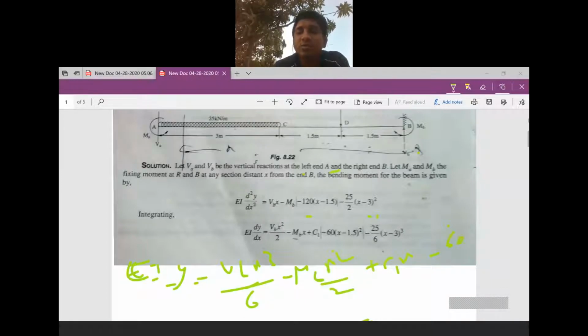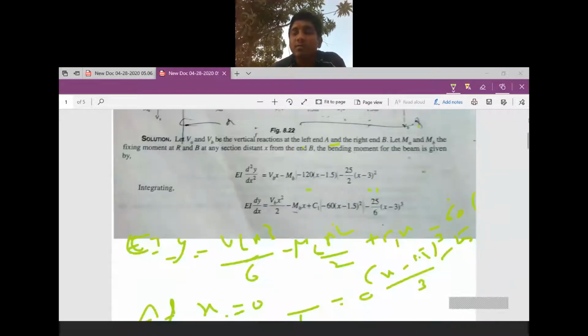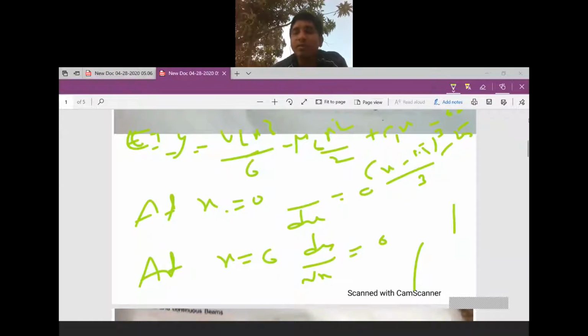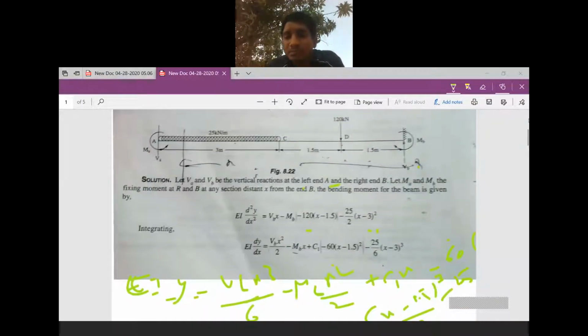Minus 60 into x minus 1.5 whole cube by 3. Here you have minus 25 into x minus 3 whole to the power of 4 by 4, that is 25 by 24.